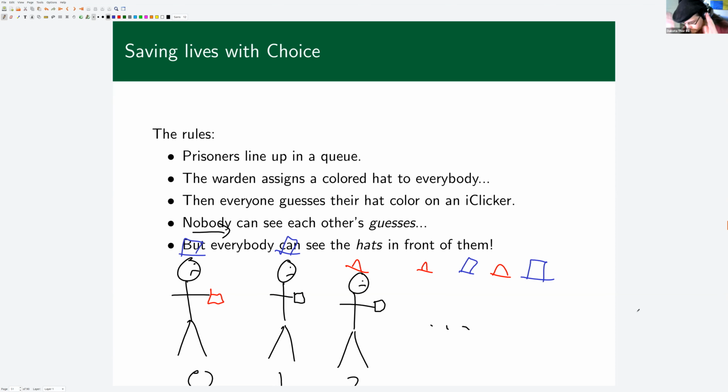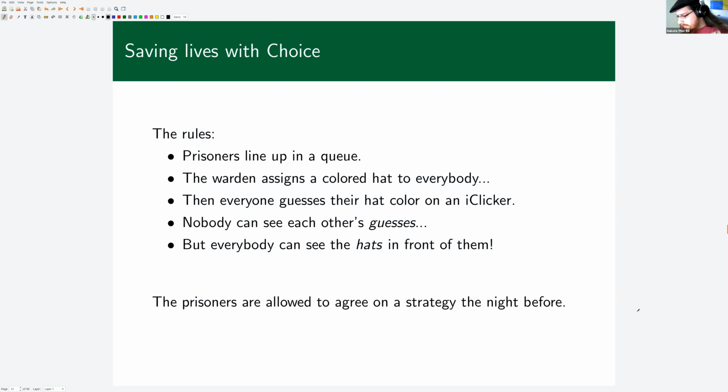So everyone can see many of the hats, but they don't know what each other's guesses are. And they're allowed to agree on a strategy the night before. Again, Yosemite Sam doesn't see any problems with this setup. Yeah, sure, talk amongst yourself, who cares? Right? So how can they maximize their chances of survival? Is it possible that each person has a better than 50% chance of guessing correctly?